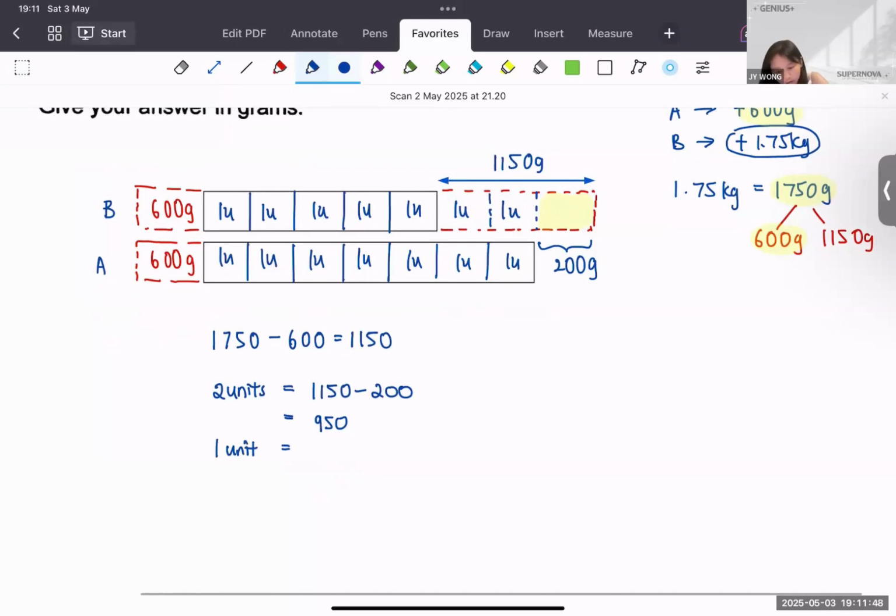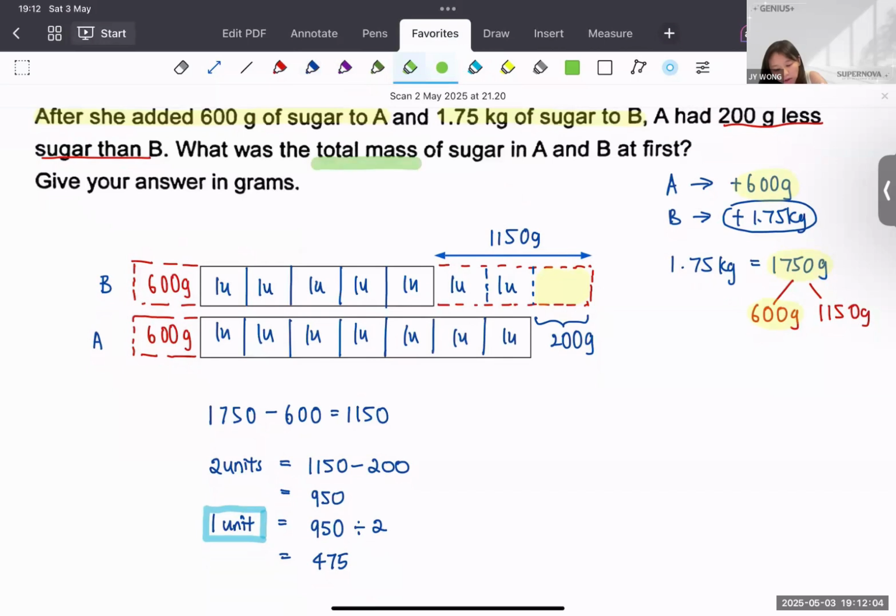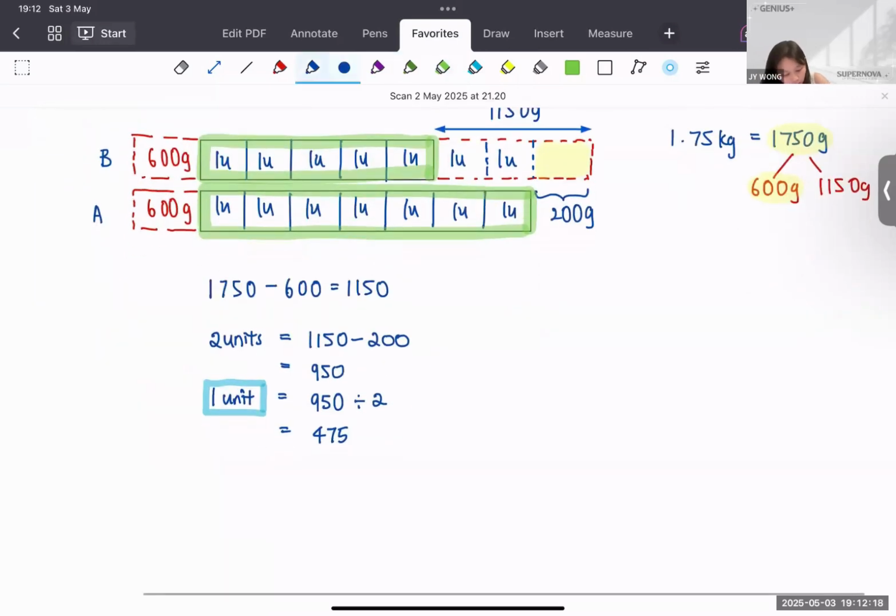Once you get 950, you can find 1 unit. Every time when you are solving a question, you always try to find what's 1 unit. So 950 divided by 2 is 475. Once I'm done with this, I need to find out what they asked. They asked to find the total mass of sugar in A and B at first. A and B at first, we already know is 5 plus 7, so that will give you 12 units, which is 475 times 12. That will give you 5,007.